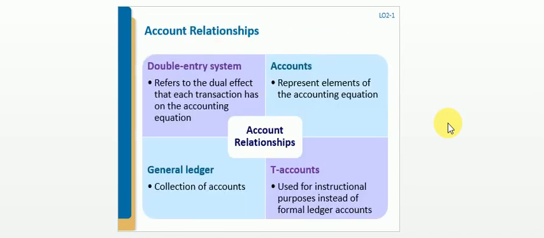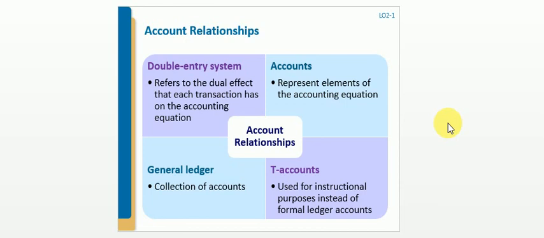Account relationships. After the accounting equation, we will go through the double entry system that refers to the dual effect that each transaction has on the accounting equation. Accounts represent elements of the accounting equation. The general ledger, a collection of accounts, is sometimes represented by T accounts, used for instructional purposes instead of formal ledger accounts. The term double entry refers to the dual effect that each transaction has on the accounting equation.